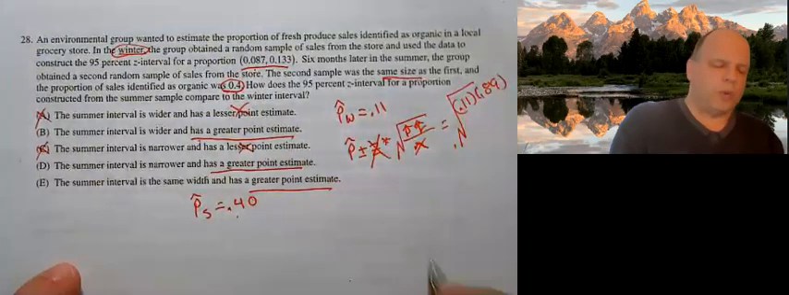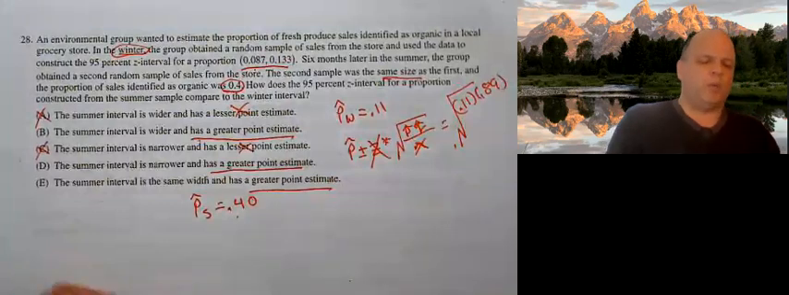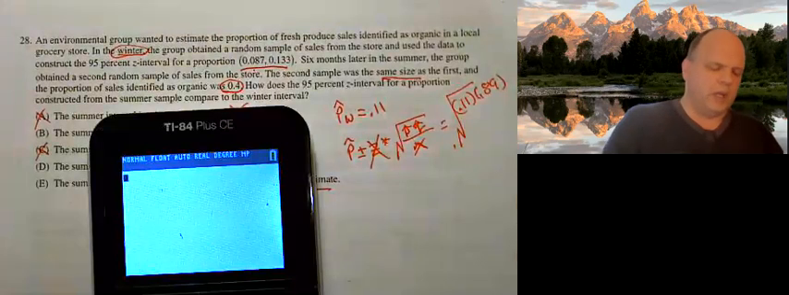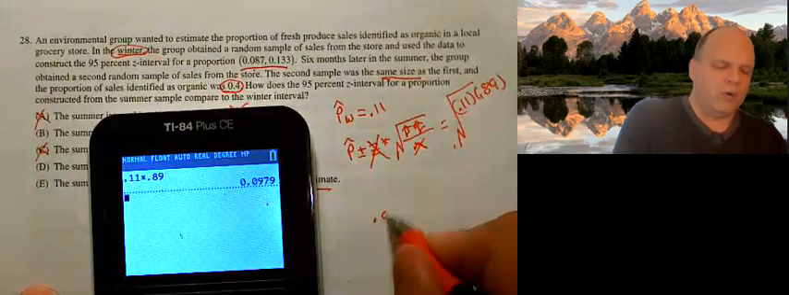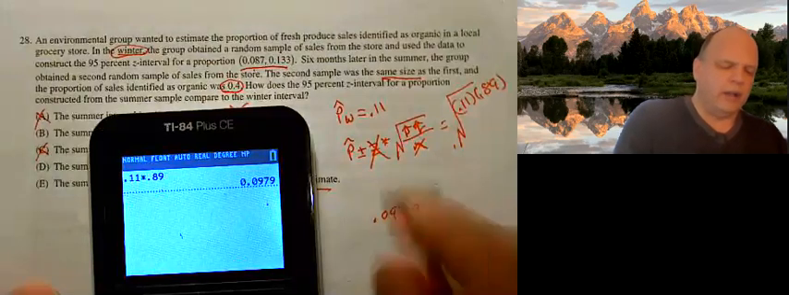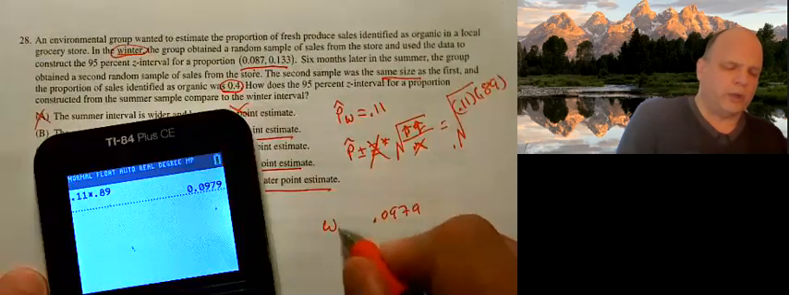And we're going to do the summer one in just a moment. Well, what's 0.11 times 0.89? 0.11 times 0.89. That's point... So our numerator is 0.0979 for winter. This is our winter numerator.